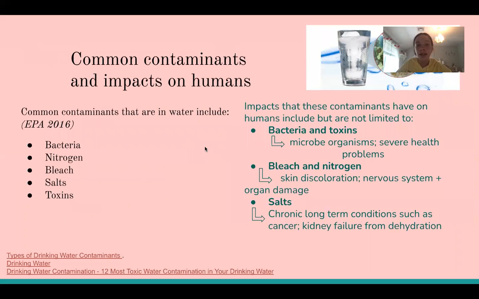Common contaminants and impacts on humans. Common contaminants that are in the water include bacteria, nitrogen, bleach, salts, and toxins. Bacteria and toxins are microorganisms which can cause severe health problems. Bleach and nitrogen cause skin discoloration, nervous system, and organ damage, as well as salts, which cause chronic and long-term conditions such as cancer and kidney failure from dehydration.